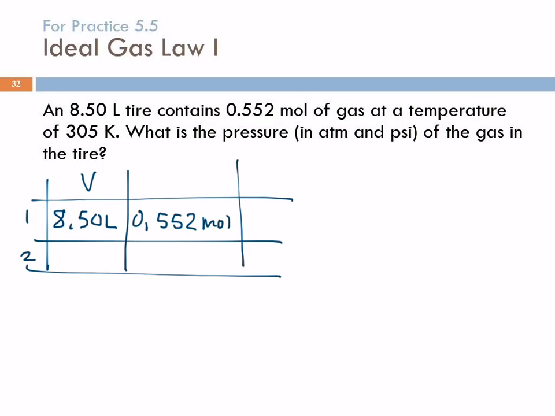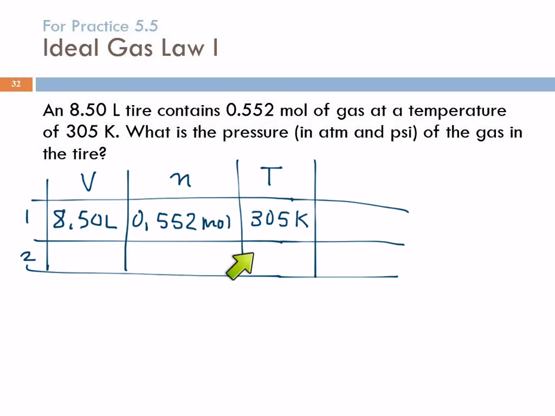So there's our volume. The next number is 0.552 moles. What's that? That's going to be N, amount of gas in moles. Temperature of 305 Kelvin. Oh, that's nice. They gave it to us in Kelvin. We don't have to convert it. How thoughtful. Temperature. We ran out of numbers. There's no second row. It's okay. I'm just going to erase the rest of this stuff.